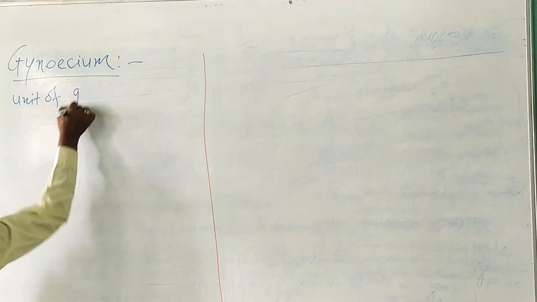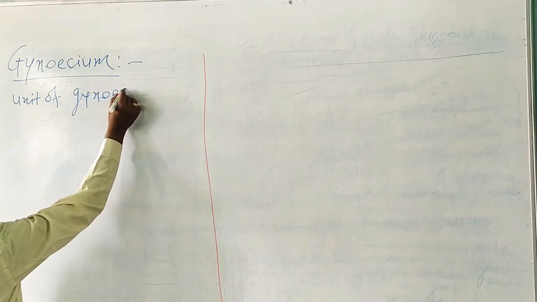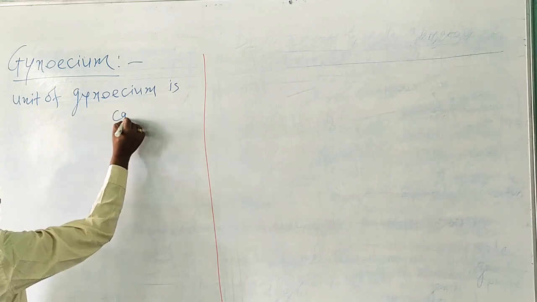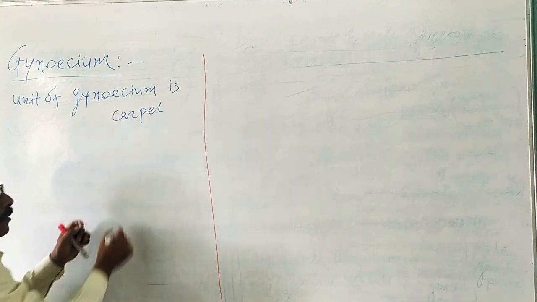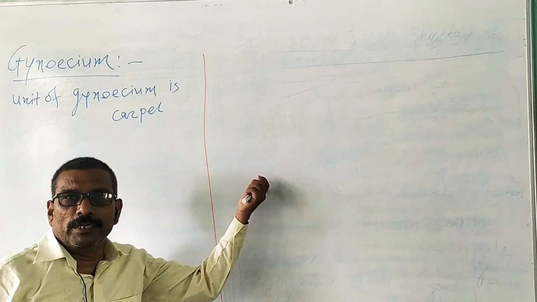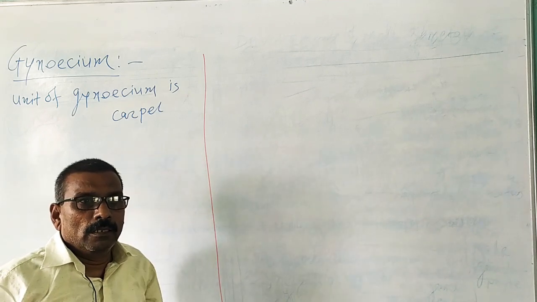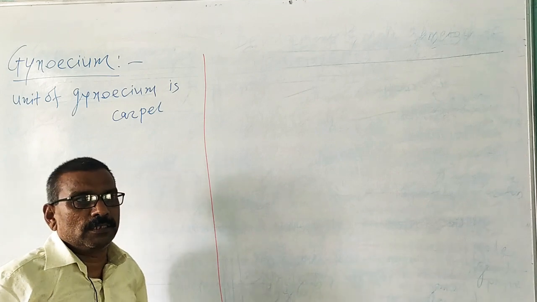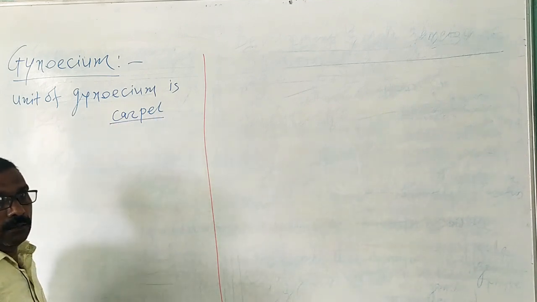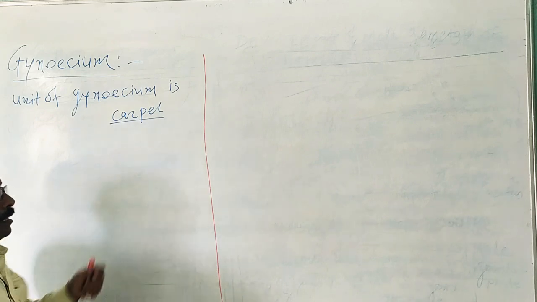The unit of the gynoecium is a carpel. The number of carpels is variable. It may be one or it may be many, from species to species of the plant. Then we are going to study details about the carpel.